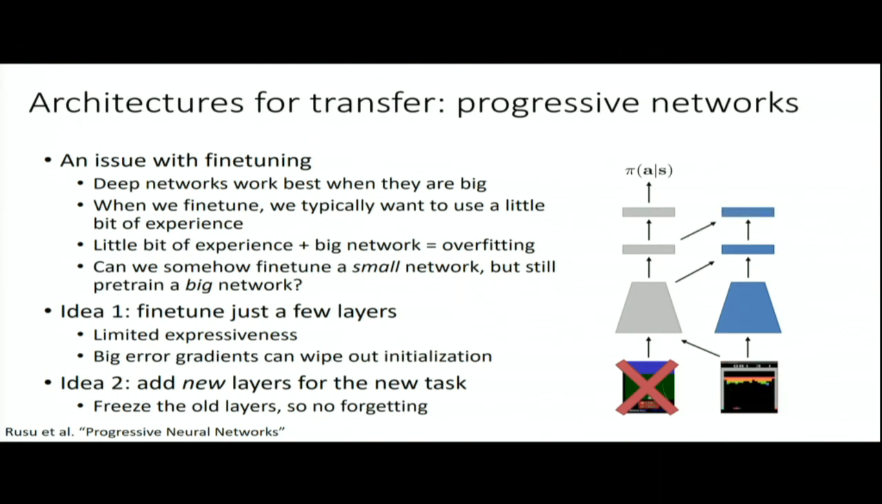So we might say, OK, we'll add a smaller version of this conv tower that gets the image. We'll add a smaller version of the FC layer that gets the old conv tower and the new conv tower. And we add a smaller version of this fully connected layer that gets the old fully connected layer and the new one. And then of course the last one outputs the policy.